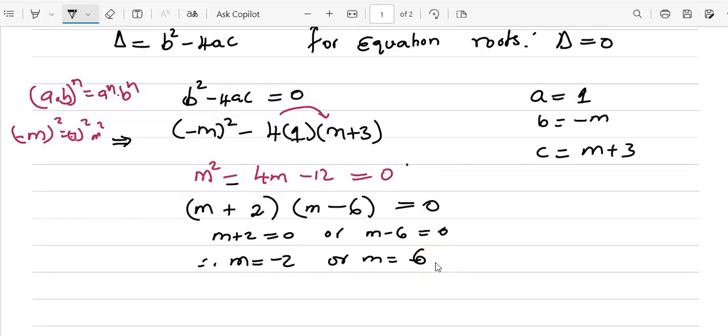You're going to get a mark for equating this to 0. You'll have a mark for saying the discriminant is 0, a mark for substitution. Then you'll have a mark to factorize, and then you'll have a mark for both answers.